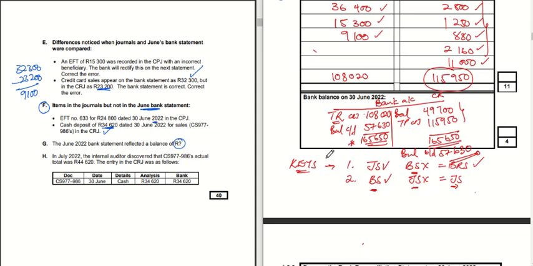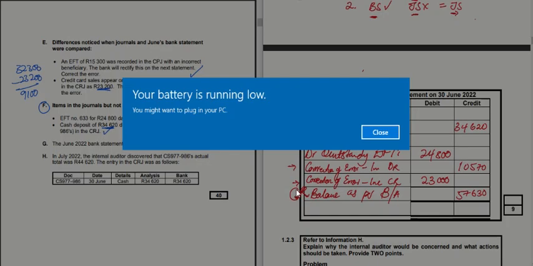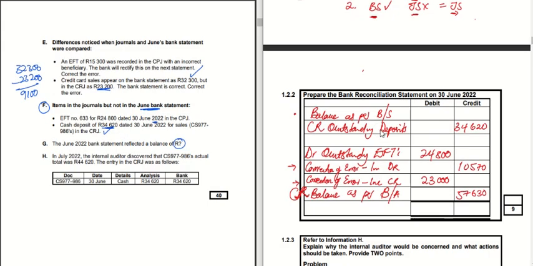You can see it is also on the credit side. That means when I come here now, I'm going to put it again on the credit side. Balance as per bank account. Remember, how much did I get? 57,630. It was a credit balance as per bank account. That is a credit balance as per bank account.